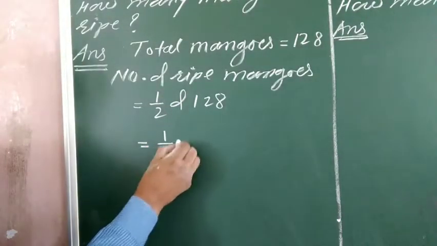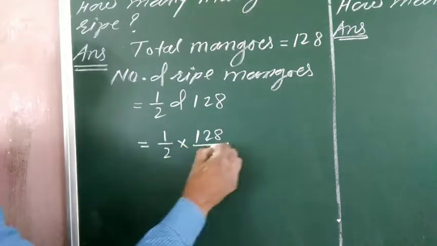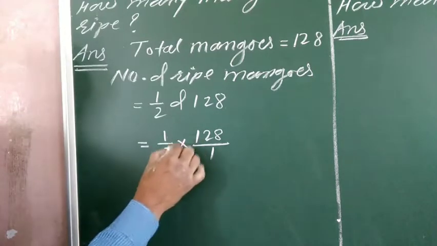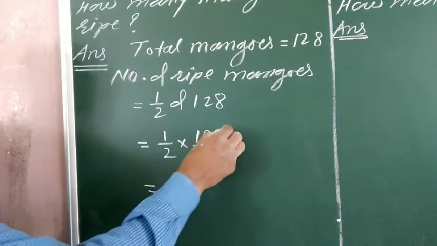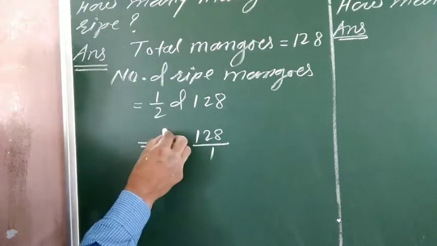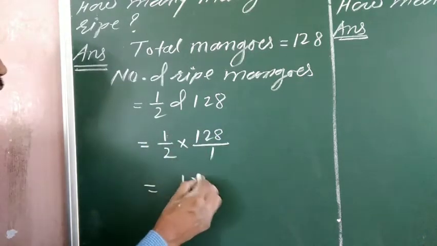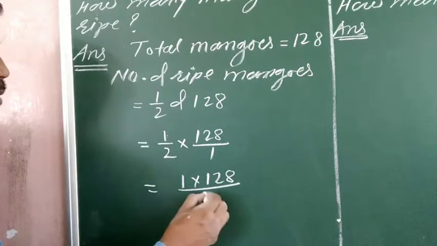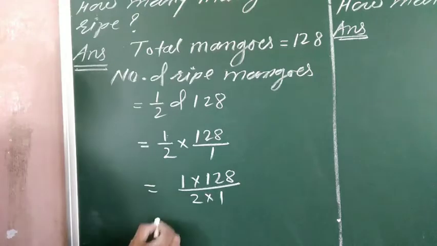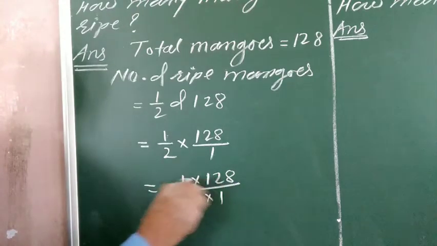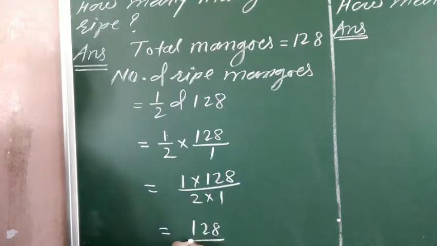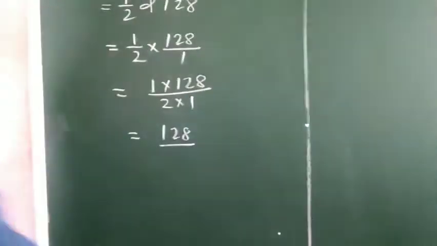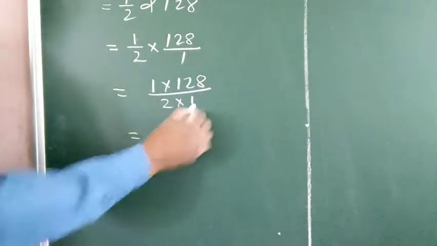So you can write here half into 128 by 1. So see, it is 1 by 2, this is one fraction, and 128 by 1 is another fraction. Now multiply these two: numerator in numerator, it is 1 into 128, and 2 into 1 in the denominator. 2 ones are 2. Now 128 into 1, it is 128, the same number, because whenever you multiply by 1, the product will remain the same. So it is 128, and now 2 ones are 2.